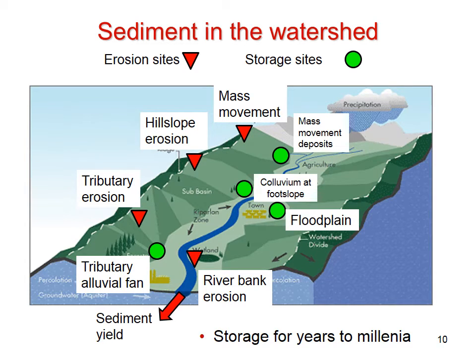And tributaries that are experiencing erosion and transporting sediment down towards the valley, some of them may deposit that sediment in an alluvial fan at the mouth of the tributary. Some of this sediment will go on into the river channel from each of these sources, but some will be deposited in local storage sites.